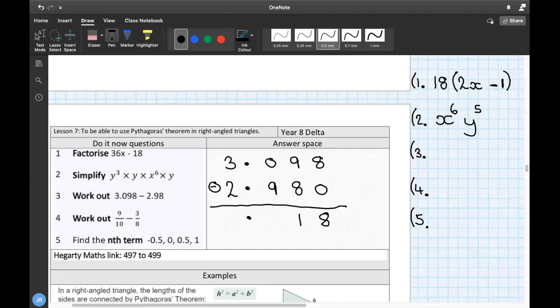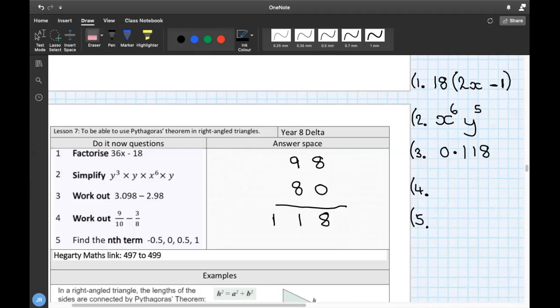0 take away 9, we cannot do that, so we need to borrow 1 from 3. That will change to a 2, and we stick that on the 0. We've now got 10 take away 9. That leaves us with 1. Next, we've got our decimal point, and then we've got 2 take away 2, leaves us with nothing. So our final answer there is 0.118.